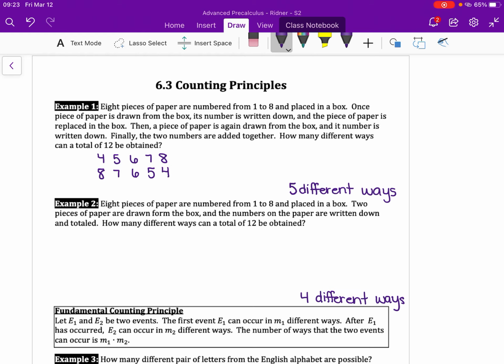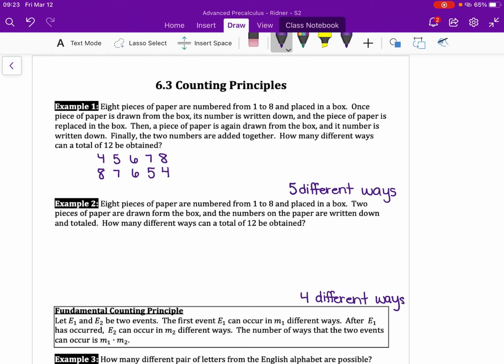So in this first example, we have 8 pieces of paper numbered 1 to 8. We're going to draw paper from the box, record it, put it back in, and then draw another one. And we want to know how many different ways can the total of 12 be obtained. So something plus something equals 12.